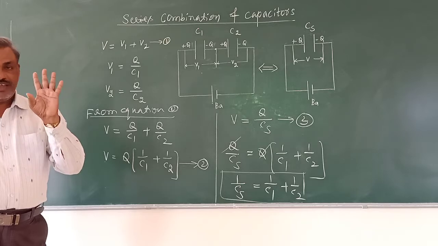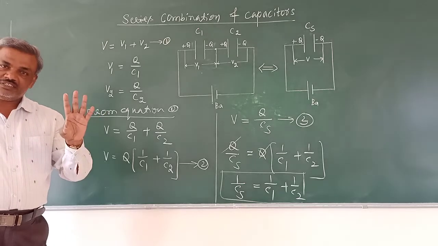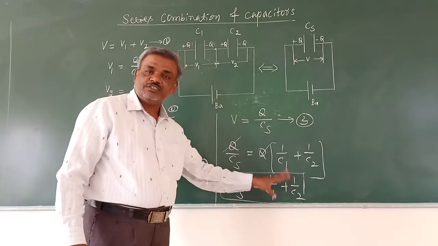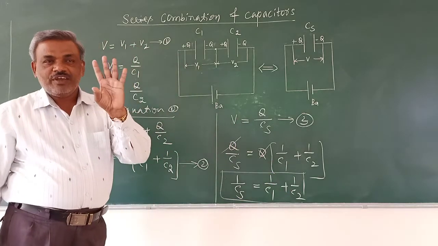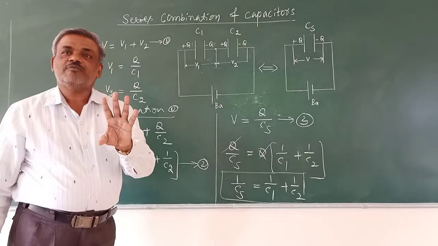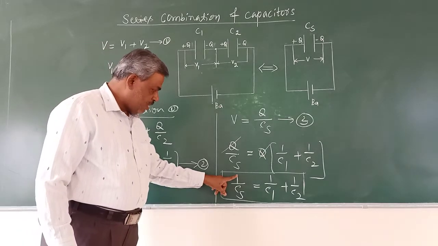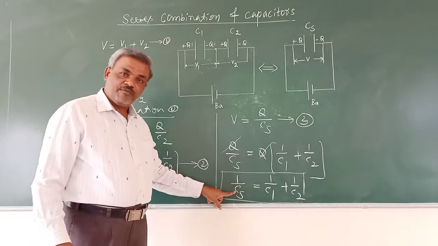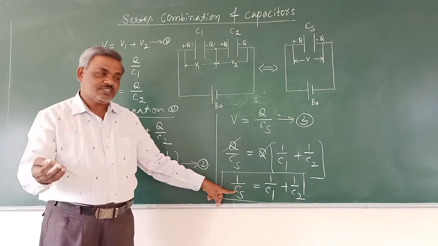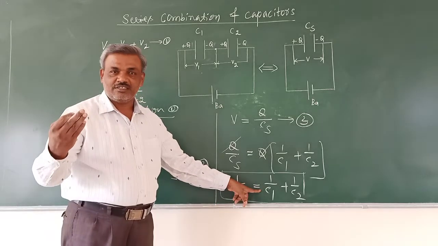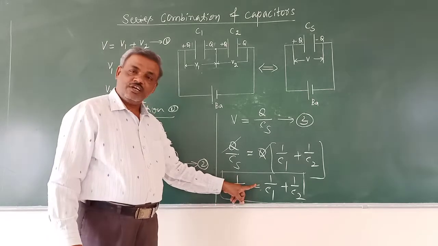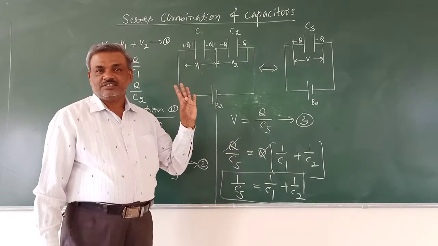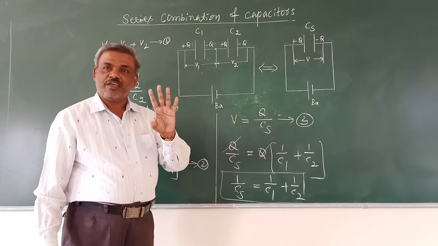Effective or equivalent capacitance of two capacitors in series, 1 by CS equal to 1 by C1 plus 1 by C2. Define effective or equivalent capacitance in series combination. Now mathematical formula 1 by CS. So 1 by CS means the reciprocal of effective or equivalent capacitance of a number of capacitors connected in series is equal to sum of reciprocal of individual capacitances. So this is a series combination of capacitors.